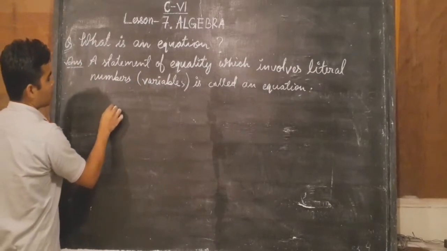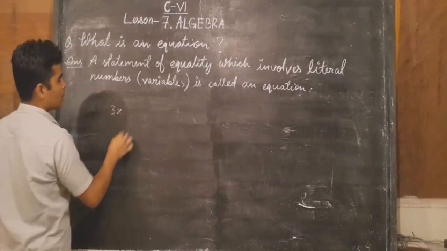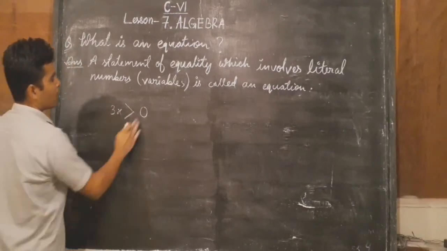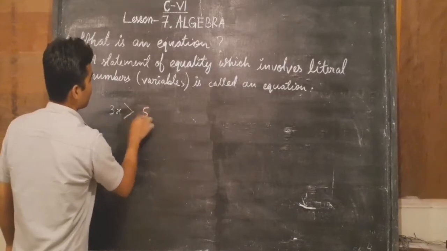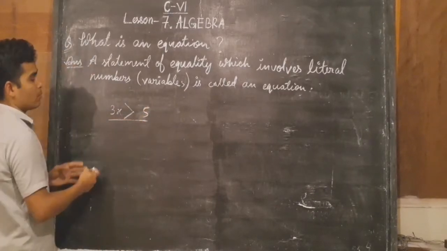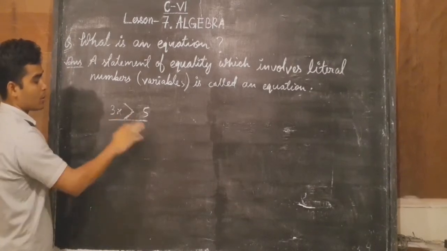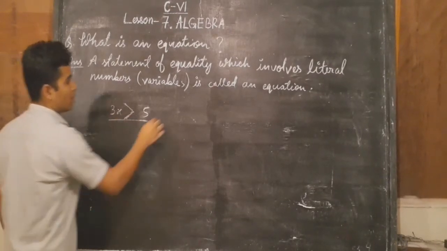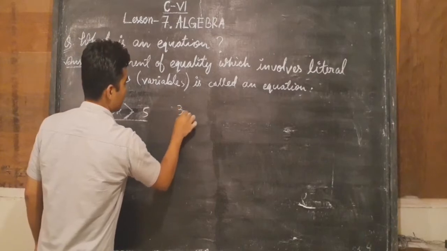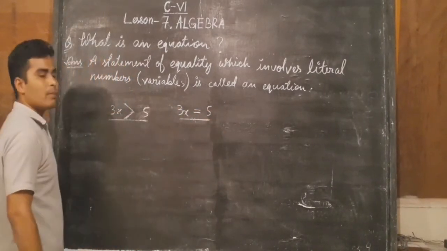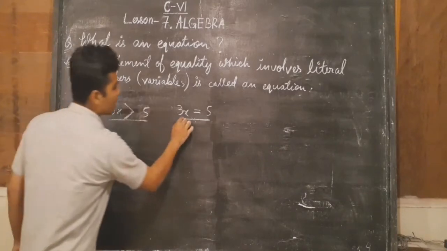Suppose 3x greater than 0 or 3x greater than 5. You can see by looking at this statement we can understand that 3x is greater than 5. It is not a statement of equality. If we write like this, 3x equal to 5, then it is a statement of equality. Means it is an equation.